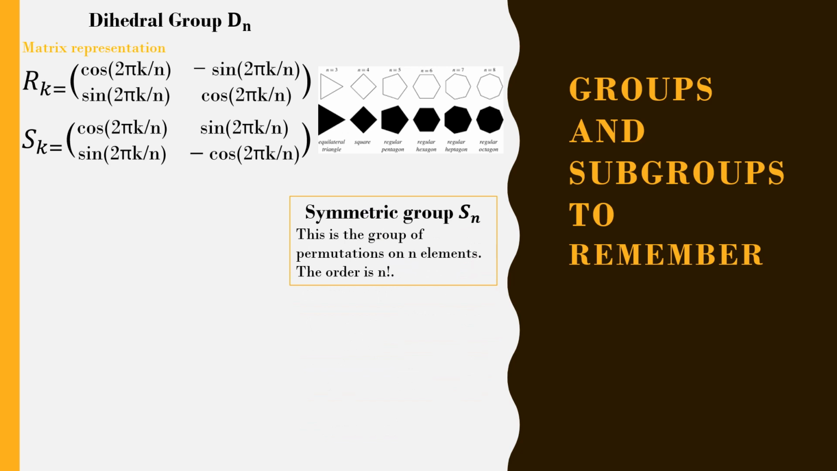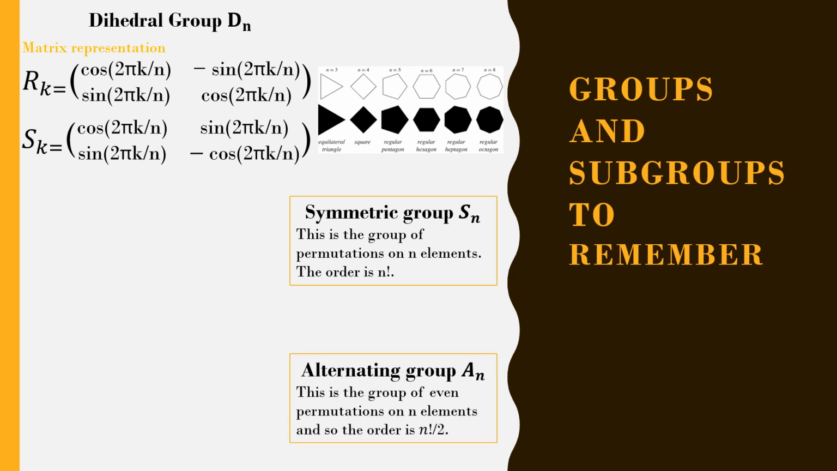The symmetric group is a group of all permutations on n symbols. Every permutation is expressible as a product of disjoint cycles. There are n factorial ways to permute a set with n elements. An alternating group is a group of even permutations on a set of length n. It is the normal subgroup of the symmetric group.